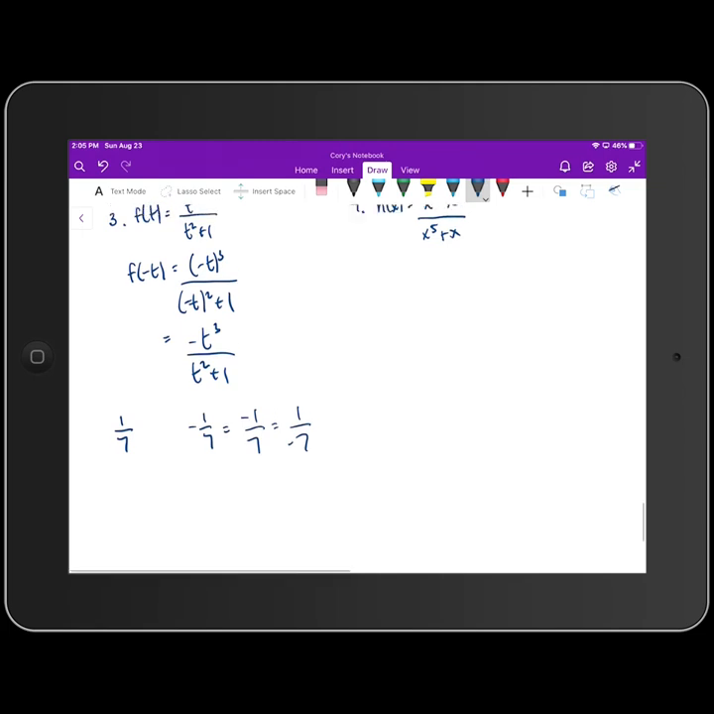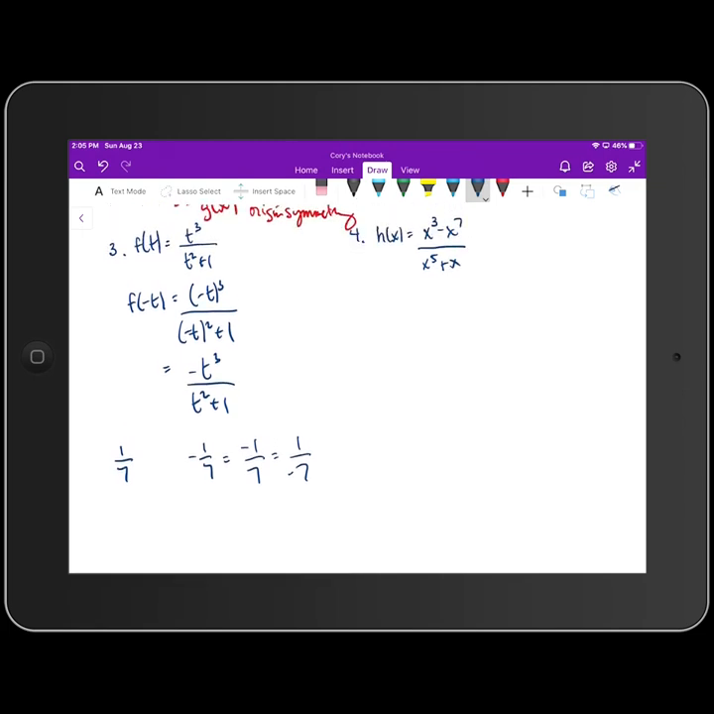So with that said, isn't this function here the opposite of f of t? Because we are taking the opposite of the numerator and the denominator stays exactly the same. So that function is the opposite of f of t, thereby making the function odd, and thereby making the graph have origin symmetry.